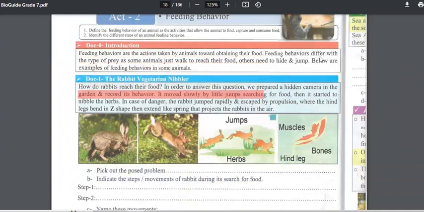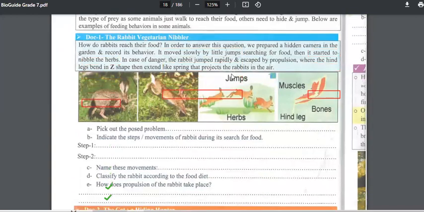In document 1, we discussed the feeding behavior of a herbivorous animal, which is the rabbit. Okay? To get the food it needs, the rabbit first moves slowly by little jumps, right? Then, second, it starts to nibble the herbs. So these two steps make the feeding behavior of the rabbit. Okay? Now, based on what the rabbit eats, we indicated its type, right?